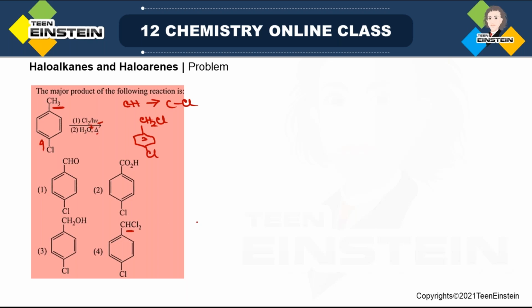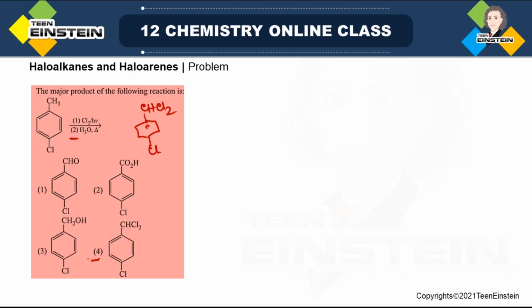Now if this is not the correct structure, the next possibility is CHCl2 with para position chlorine, and it is matching with option 4. But see, we also have another step, which is H3O plus. That you also have to consider. So this option 4 product will also be formed in the first step, and then after that you are doing hydrolysis in presence of acidic condition.